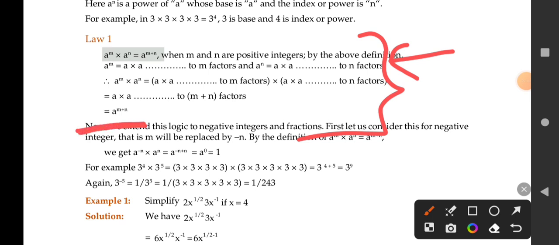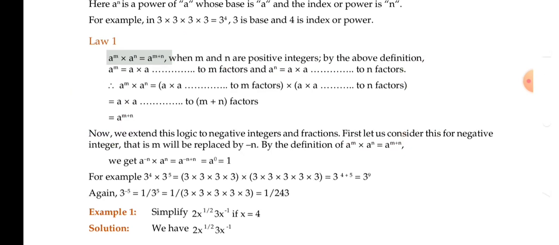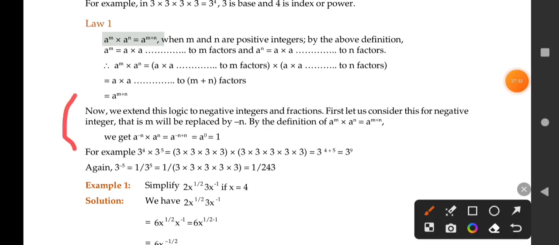A raised to m plus n. Here m and n are positive integers, which is already assumed. We'll see whether it is applicable for negative integers as well, or why it is not, if at all it is not applicable. Now we extend this logic to negative integers and fractions, and negative integers will give you more laws.